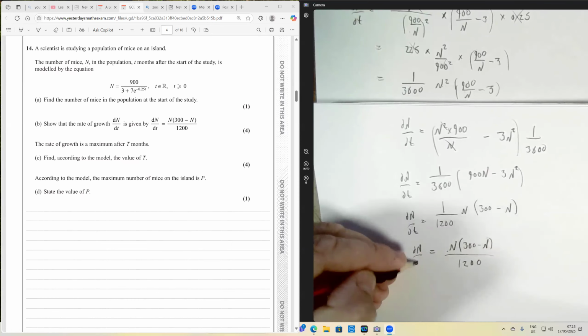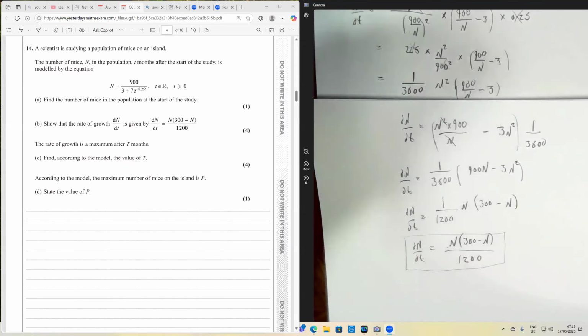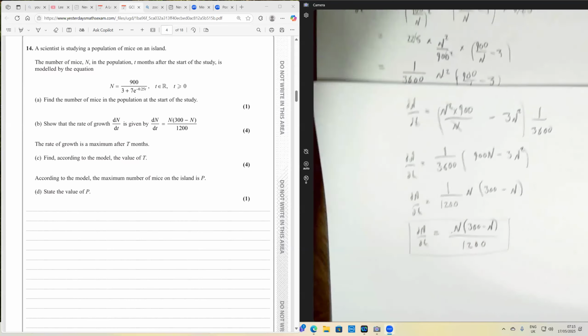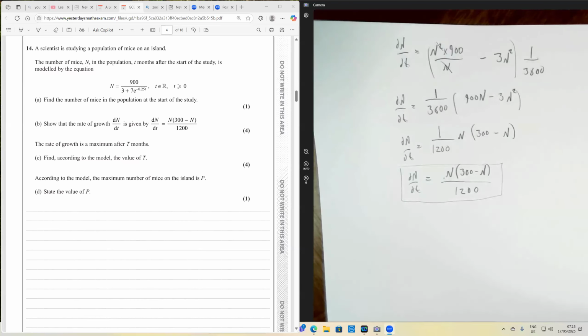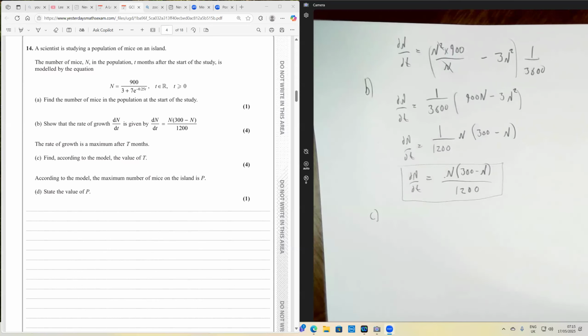As I say, quite a tricky rearrangement, I thought, for that question. So that is, believe it or not, only worth 4 marks. Okay, so that's our part B done for 4 marks. Now, again, remember, this is right at the end of the paper, so it is like A star.